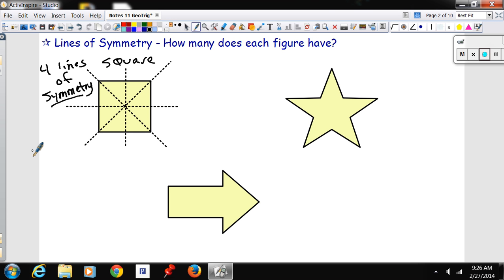It just has to be where you fold one side on top of the other and they land perfectly on top of each other. You wouldn't even be able to see the bottom one because it'd be landing on it perfectly. So this one has 4 lines of symmetry right here.